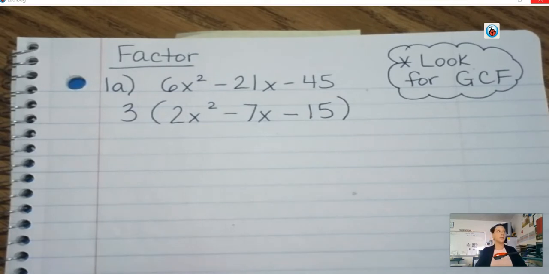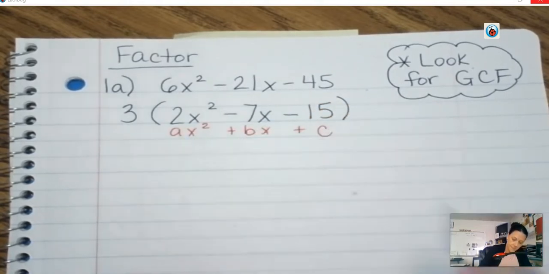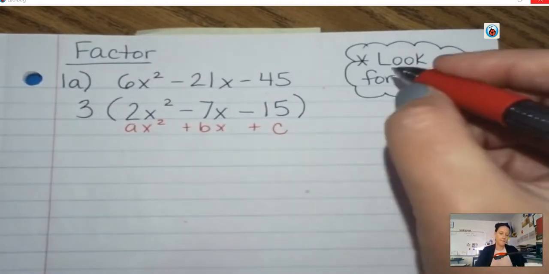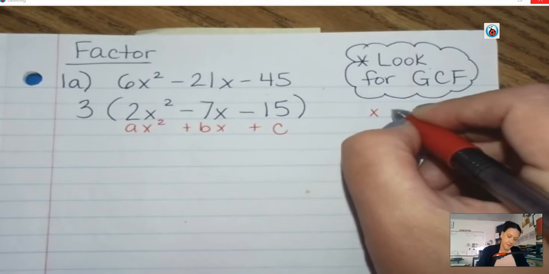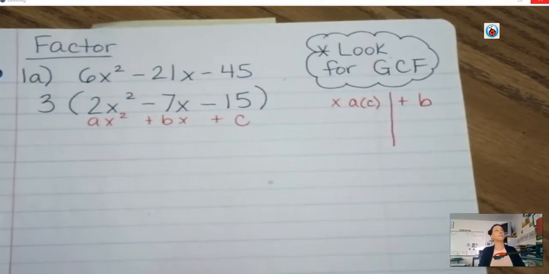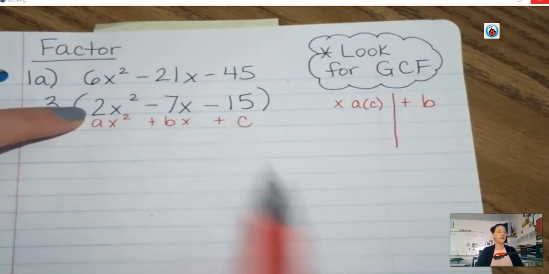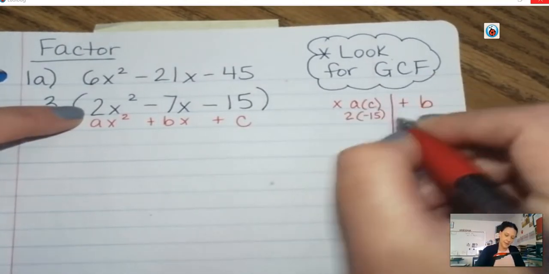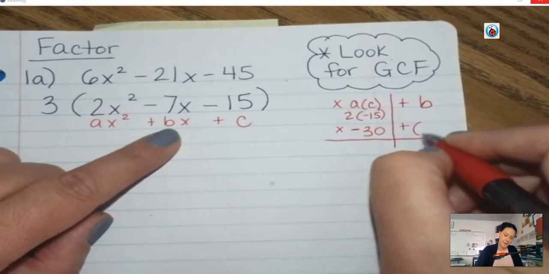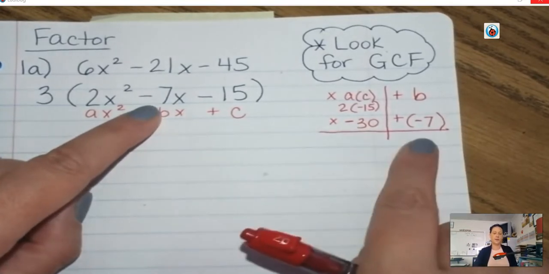Okay, now if it helps, label ax squared plus bx plus c. We're looking for what multiplies to be a times c, but adds to be the b. A times c, 2 times negative 15, so it's what's going to multiply to be negative 30 and add to be minus 7. 2 times negative 15 is negative 30, and the b value is minus 7.